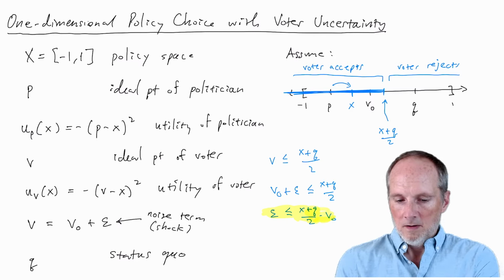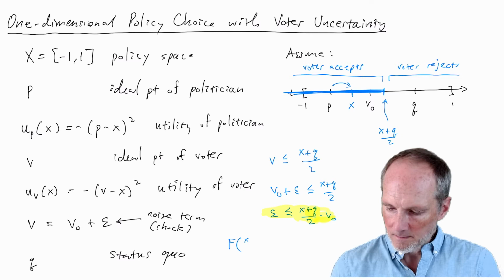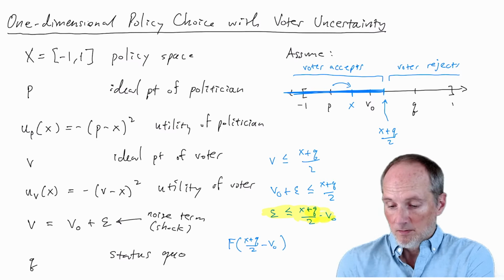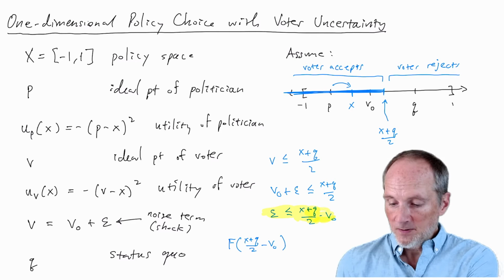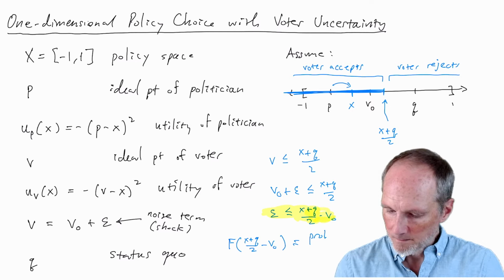And remember how a distribution function works. If you plug something into it, then it gives you the probability that the random variable is less than or equal to that, right? So the probability that epsilon is less than or equal to this level, we can write in terms of the distribution function, just like so. So that is the probability that the voter accepts X.